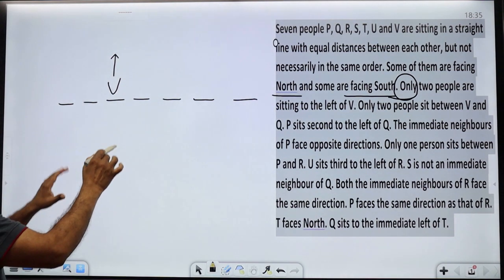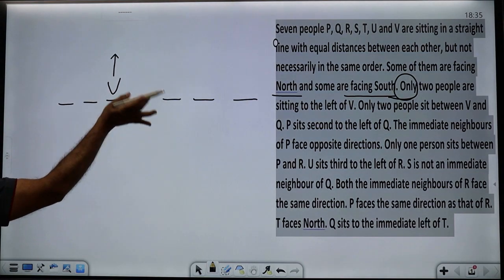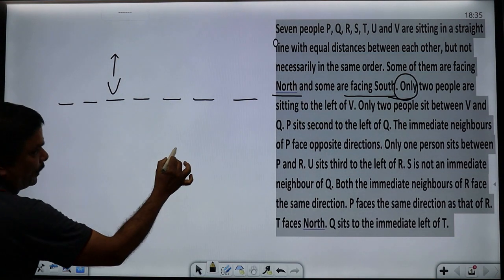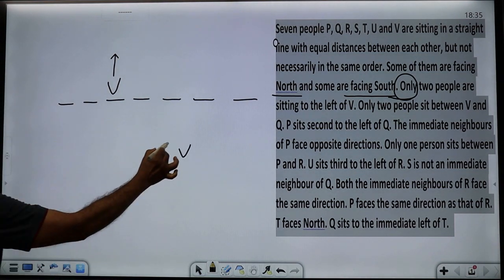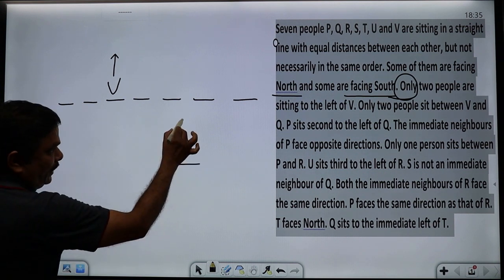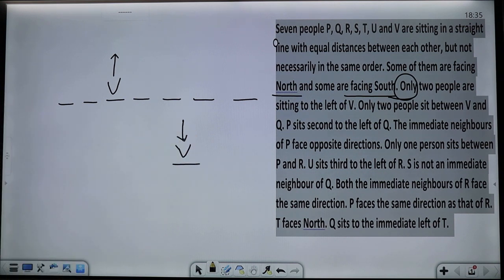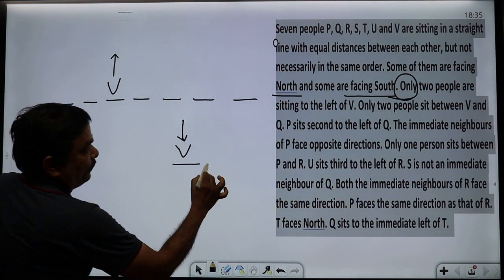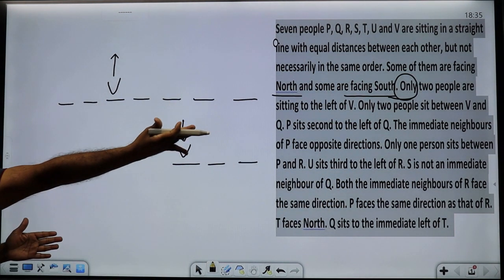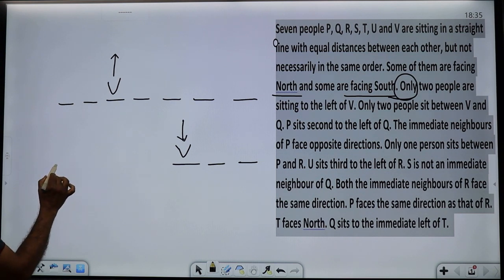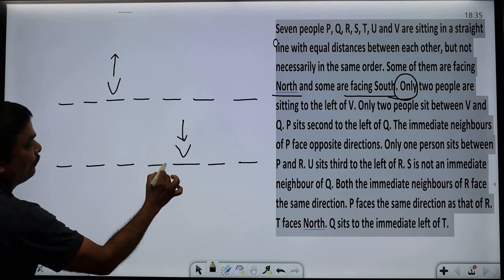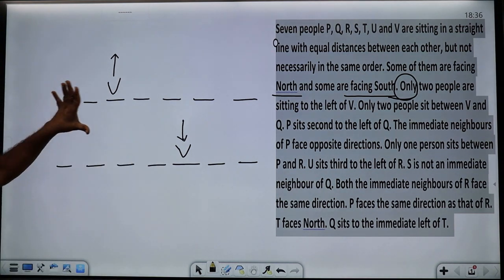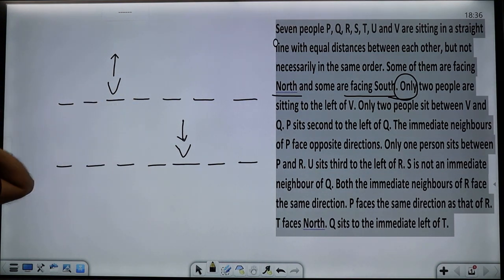Now we take the next one, V's other direction, south. Suppose I am taking V here. Now I am imagining that V is facing south and only 2 are on the left of V: first, second, this is the left side. The remaining 4 are on the right: 1, 2, 3, 4. Hope you must have got the idea. This is the right beginning, students.